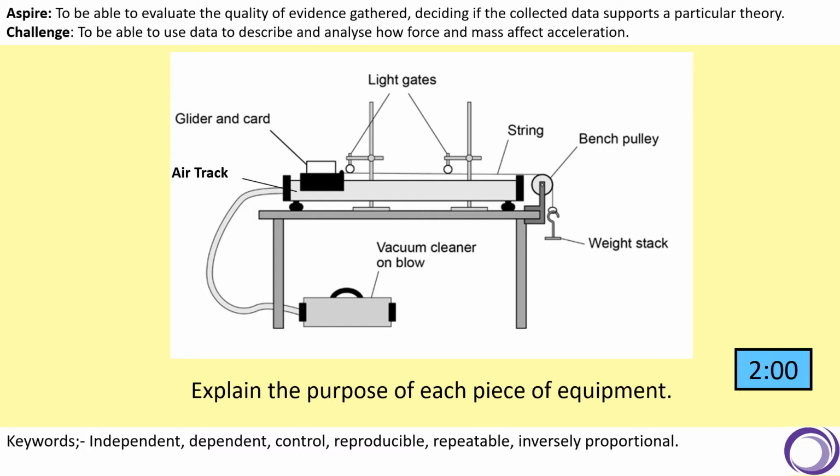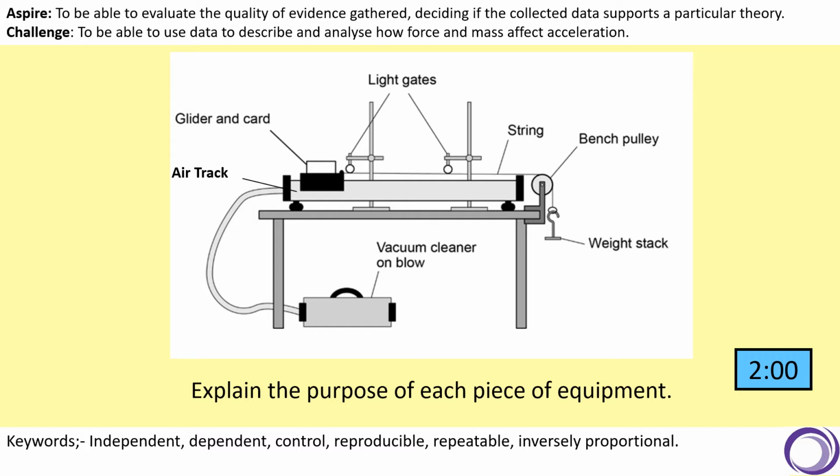The air track and the blower, there's a vacuum cleaner in reverse, forces air into the air track, and the air track is like an air hockey table. It's got holes in it. So the air blows out of the holes, which gives a cushion of air. So the whole purpose of the air track and the blower is to eliminate almost friction. You will get a tiny bit of air resistance, but very few frictional forces on there.